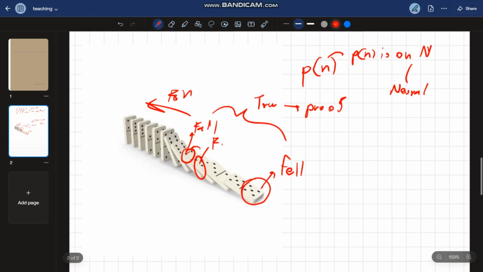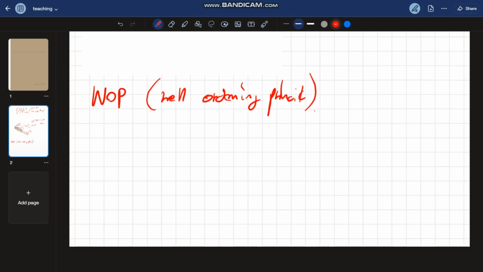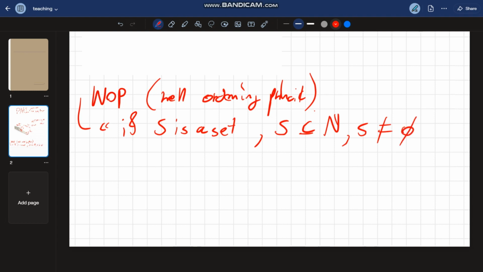If you wonder how it works in mathematics, I will show you something: an axiom of mathematics called the well-ordering principle. The well-ordering principle is so easy: if S is a subset of N, the natural numbers, and S is not the empty set, then S has a minimum member. Just these two easy sentences, and we're going to prove PMI with them.